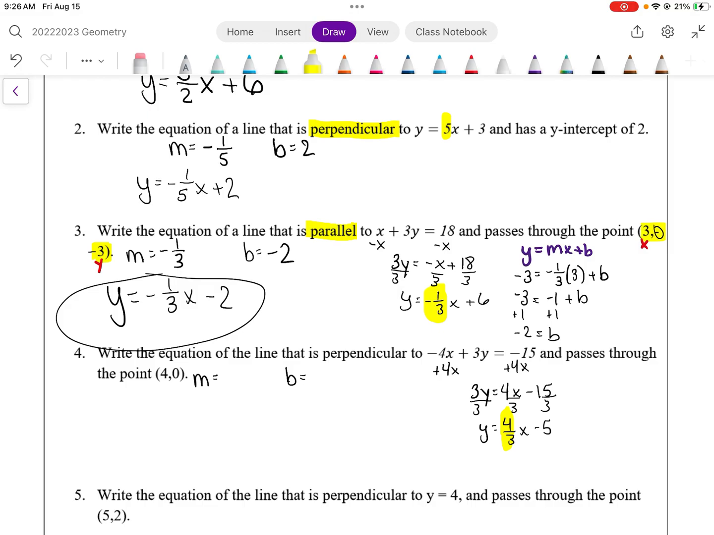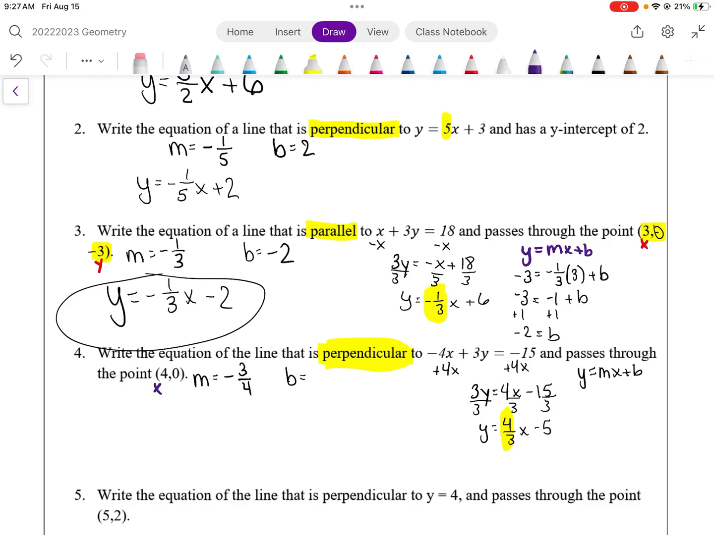So when we're writing our new line, ask yourself, do I want the same slope or do I want the opposite reciprocal slope? This time it says perpendicular. Perpendicular is the one that has opposite reciprocal slopes. So we need to take that 4/3 and we need to change it. So now I want negative, remember it has to be opposite, uphill, downhill, negative 3/4. But we still don't know our b yet for our new equation, but it does tell us it has to go through (4, 0). Okay, so we need to figure out b.